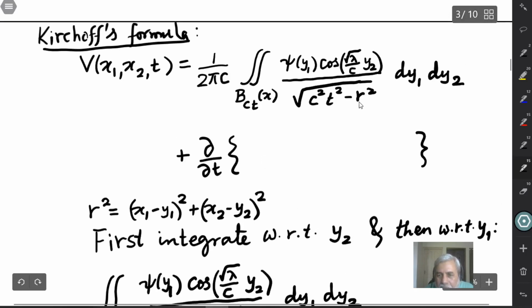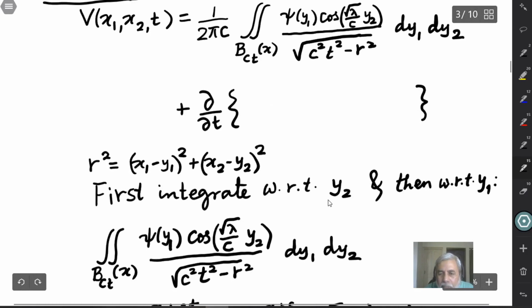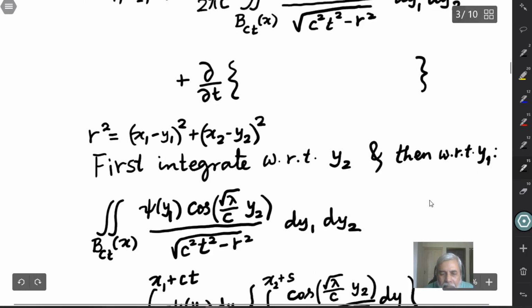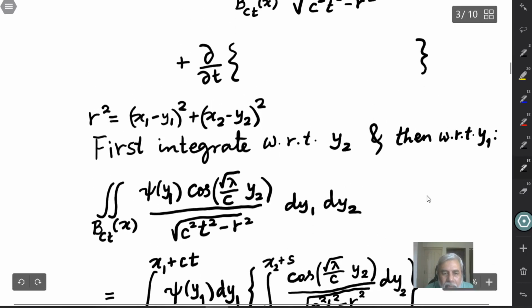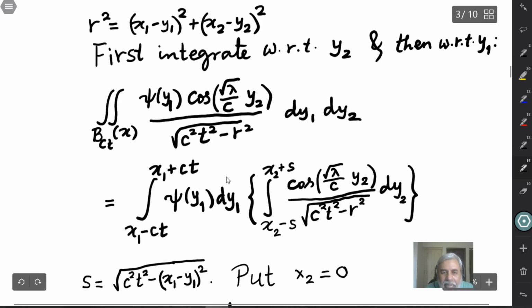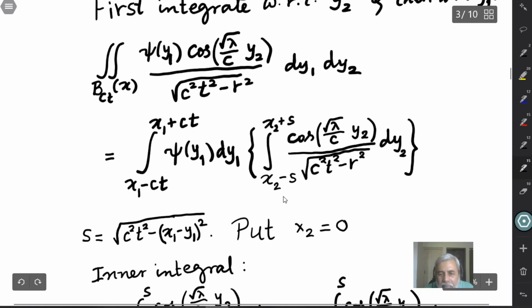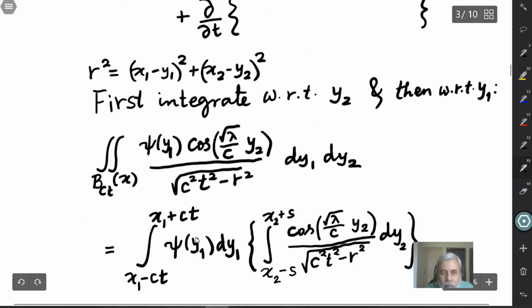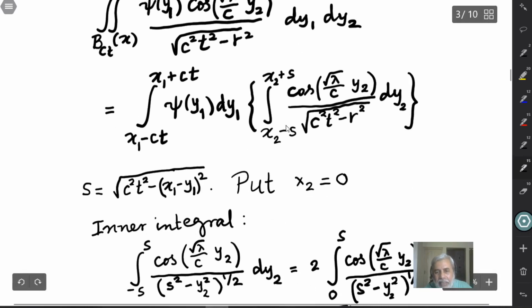Since in this double integral the variables y1 and y2 are more or less separated, they are still together in the denominator, but at least in the numerator they are separated, so let's write this double integral as an iterated integral, first integrating with respect to y2 and then with respect to y1. That's what I have written here. So it's easy to calculate the limits of the integral for both variables y1 and y2. And again some notation here: this s is c square t square minus x1 minus y1 squared.